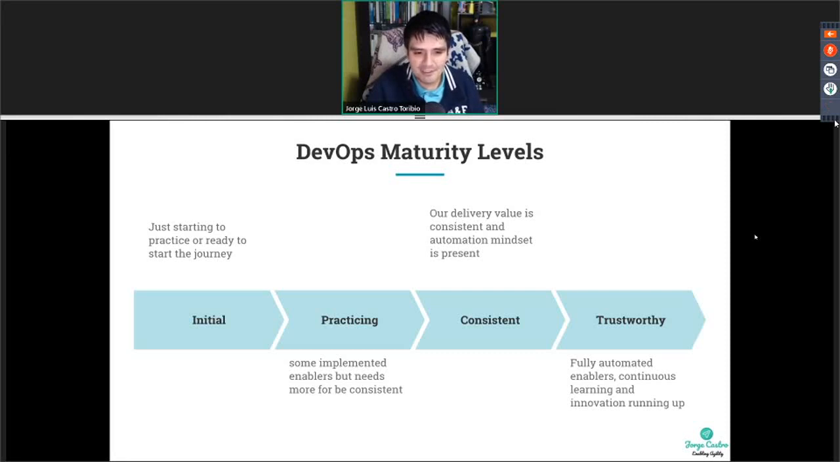If you guarantee that your team understands and practices an automation mindset, I think that is key for any technology or any initiative that you want to implement in your team. And finally, the last maturity level is trustworthy. In this level, the enablers are fully automated. So you already automate all the enablers, and most probably your entire software delivery lifecycle is automated. And now you have the experience to run continuous learning and innovation.